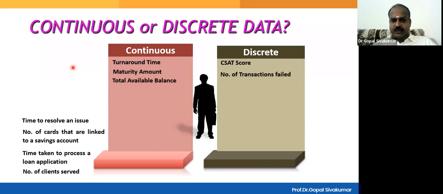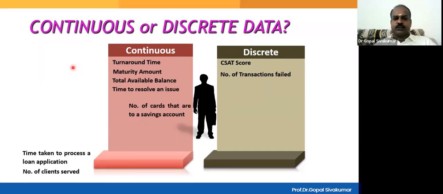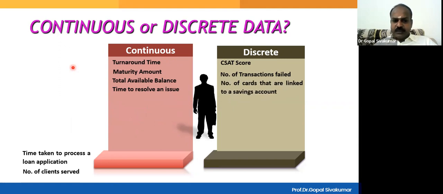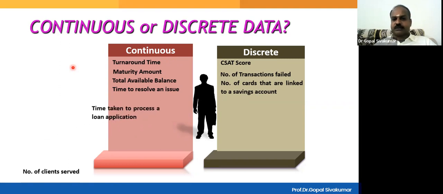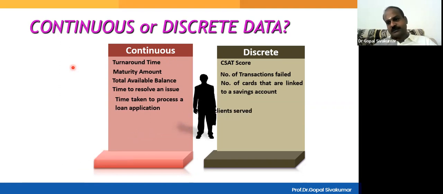Time you have taken to resolve an issue, time is measurable. So that is also continuous data. The number of cards that are linked to a savings account. This is countable, isn't it? So that is discrete data. Time taken to process a loan application. Time is again measurable. That is continuous data. Number of clients you have served in a particular duration. That is discrete. Hope all of you gain absolute clarity.